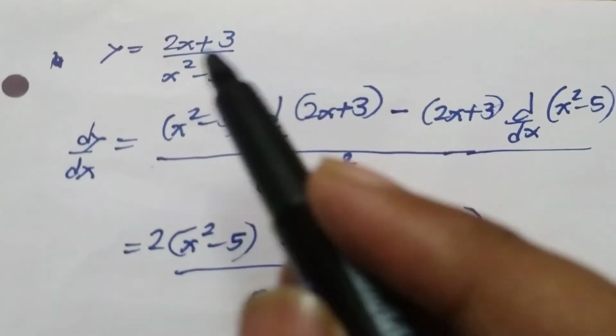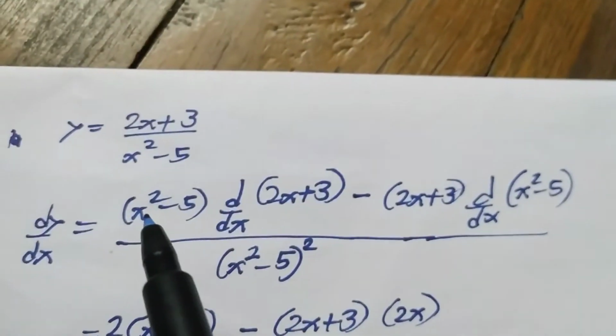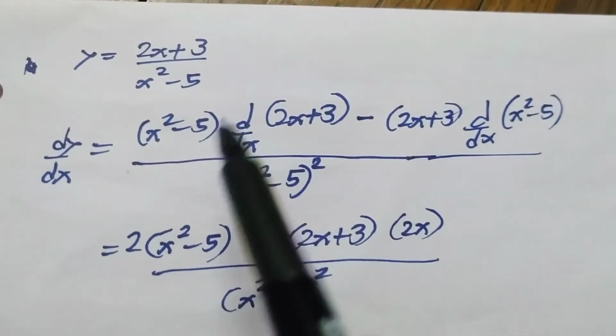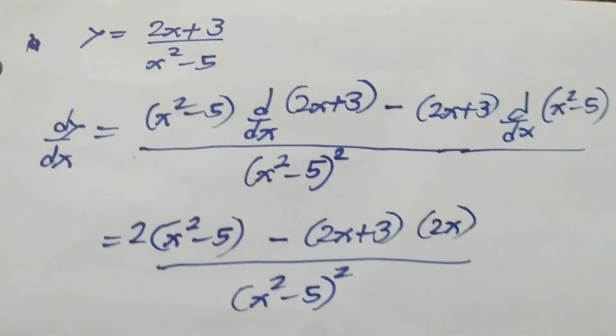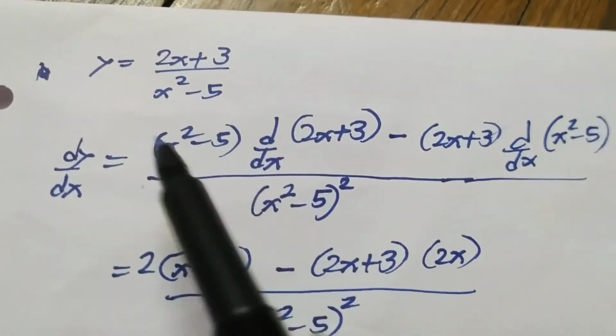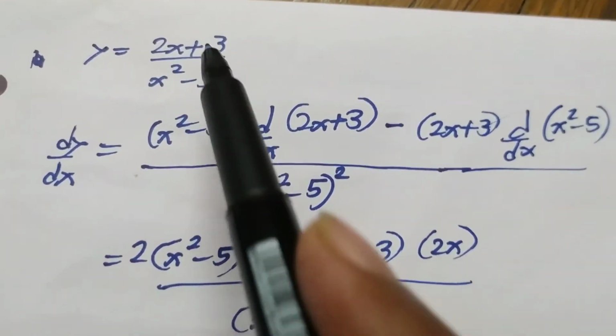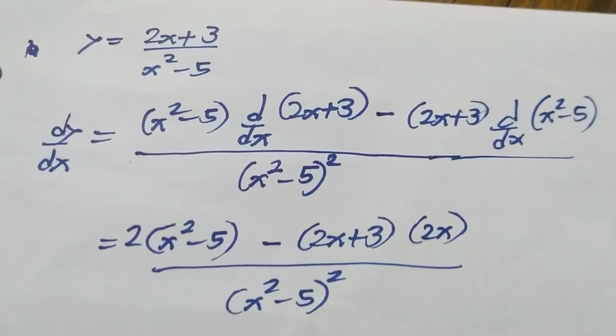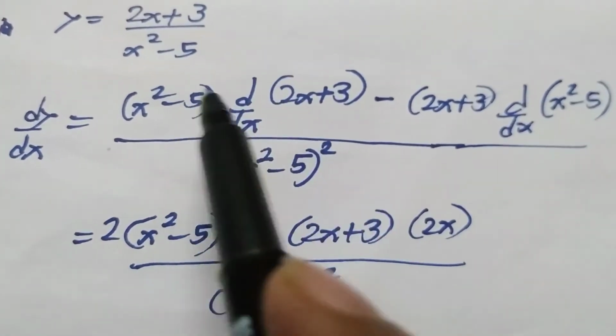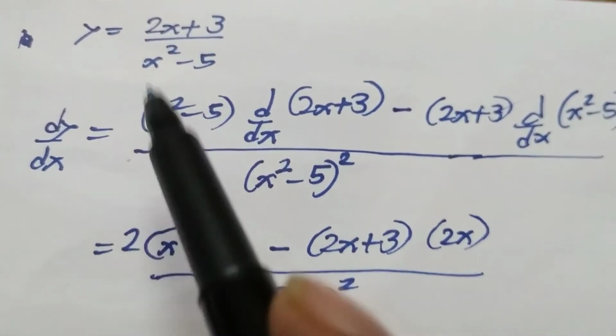Here is a very simple example of the division rule. I am not showing an example of the product rule because if you understand the division rule, you will be automatically able to generate the product rule. So how to do this? y is given as a division of two functions of x. This is u, 2x plus 3, and v is x square minus 5. That is, y is given as u by v. So we apply the division rule to differentiate this.